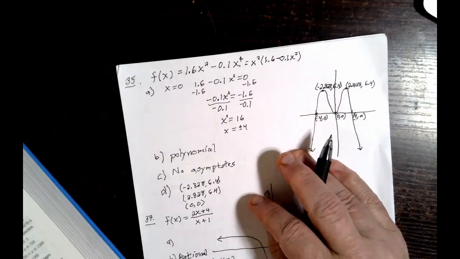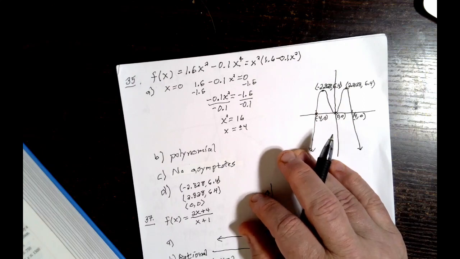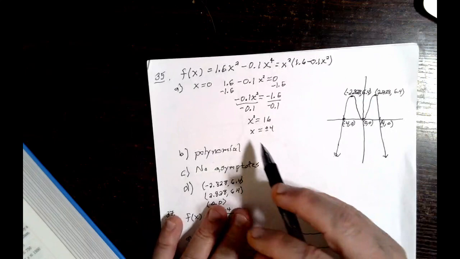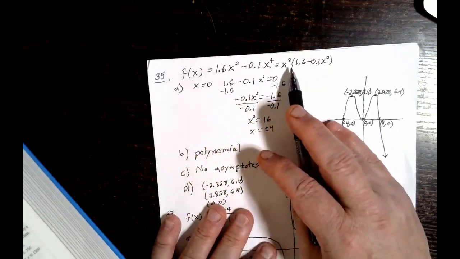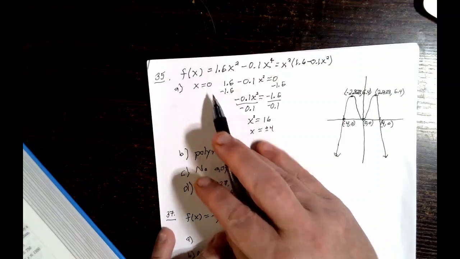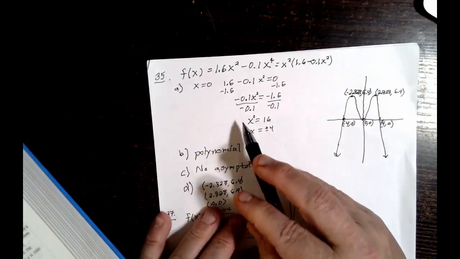35, they give you this equation, you want you to graph it on your calculator. Classify it as a polynomial, rational function, or piecewise. Identify any asymptotes. Use the graph to locate turning points. Okay, so you take this guy, and I actually factored it, set each one equal to 0, and I got 0 plus or minus 4 for my x-intercepts.